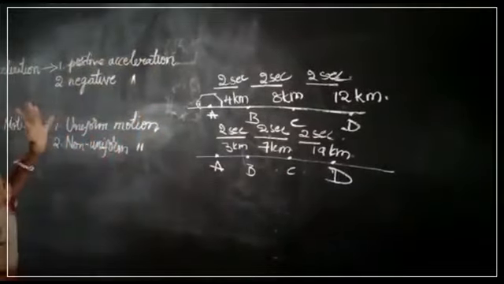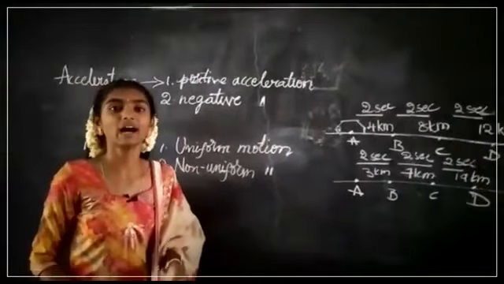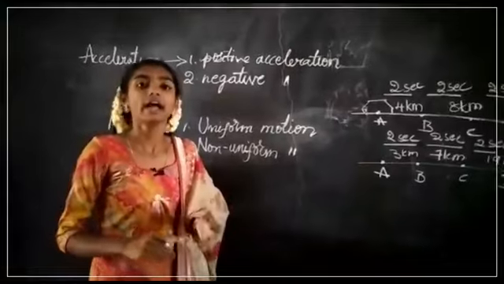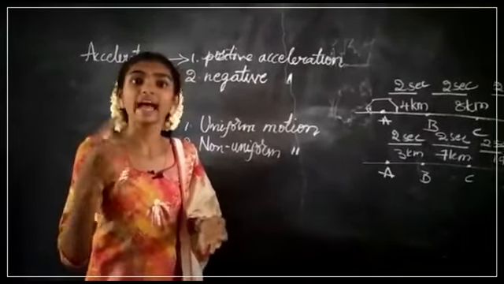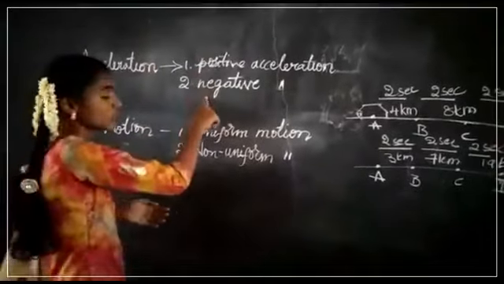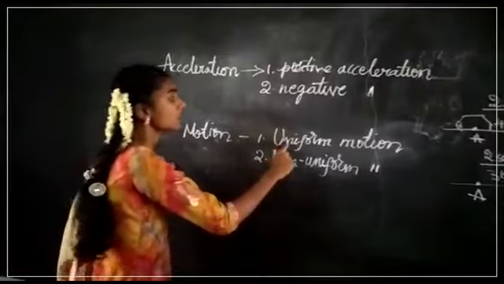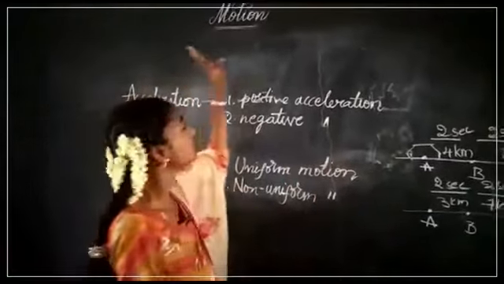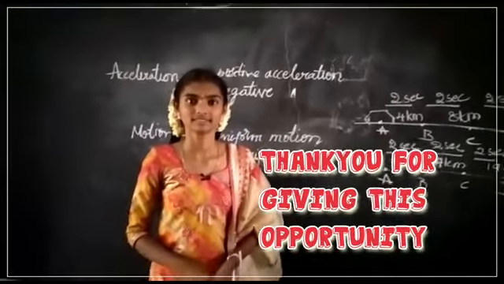So this is about the motion. In this video we discussed motion and the statement that motion is related to the observer, and next distance, speed, velocity, displacement, and acceleration, types of acceleration, positive and negative, and we also discussed the types of motion, uniform motion and non-uniform motion. So this is all for the motion lesson. Thank you.